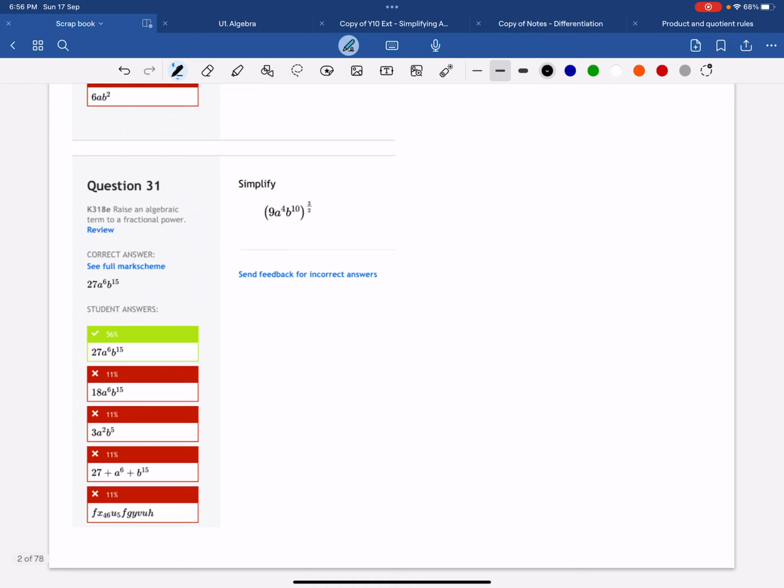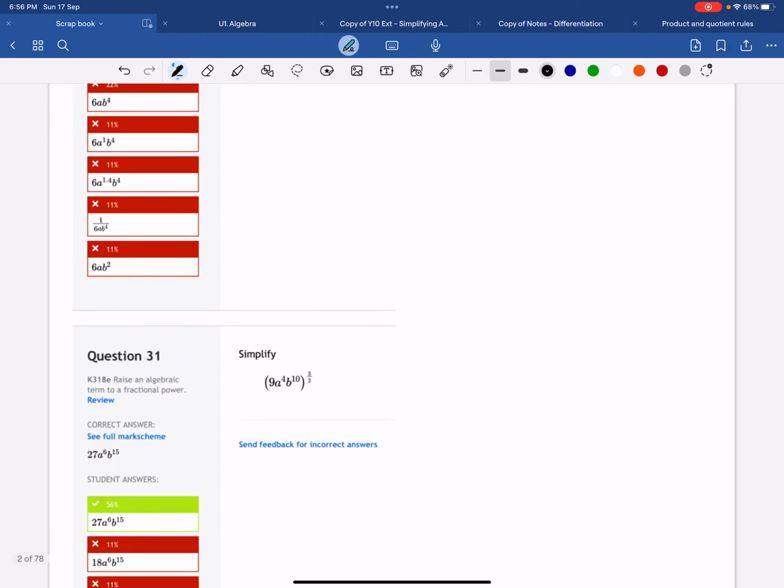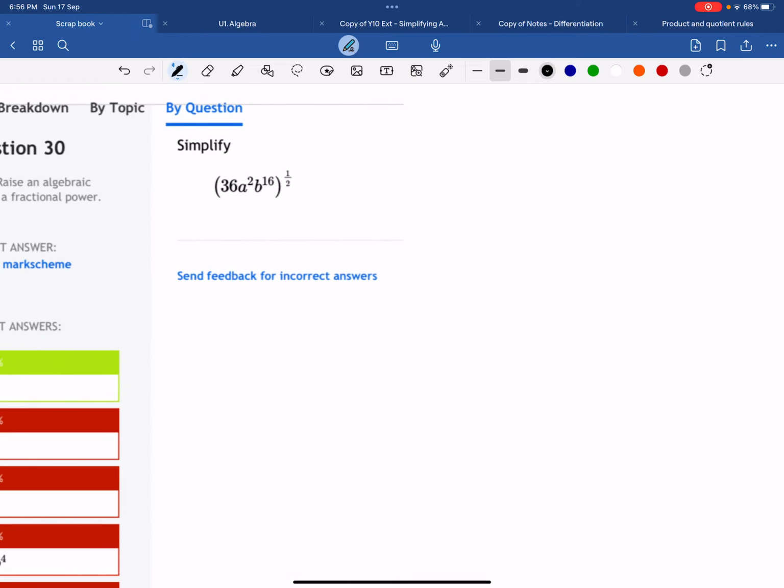Question 30 and question 31. So I picked these two to go over with you. Two things to pay attention to here is the law of indices. So this law says a to the m raised to the n is a to the m times n.